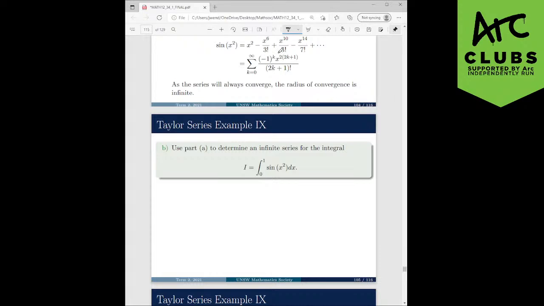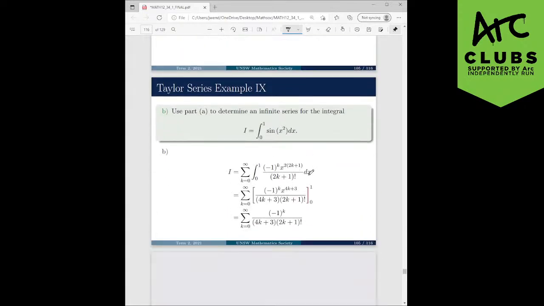Now, why we did the weird little collapse there of the infinite series, it would be really useful for part B when we determine an infinite series for the integral. In part A, we already worked out sine of x squared could be re-expressed as this interesting infinite series. So we go ahead, swap out the sine of x squared for the infinite series. So that's the application of part A.